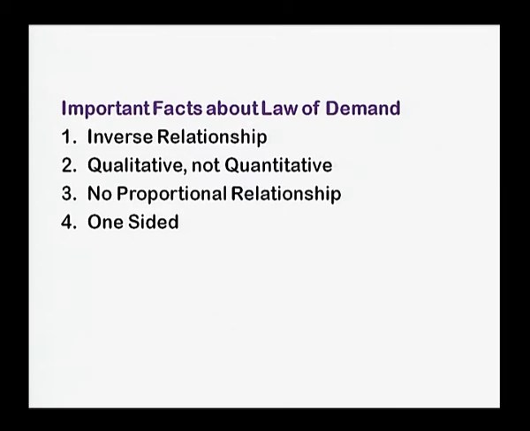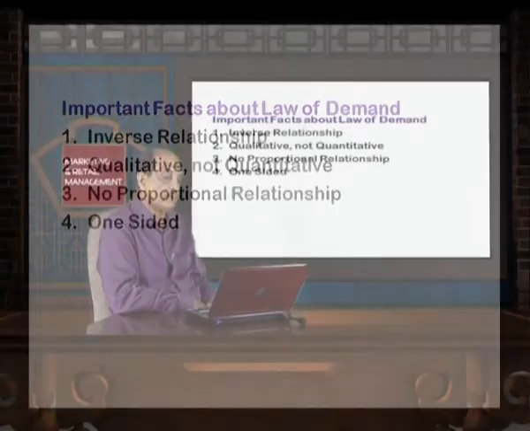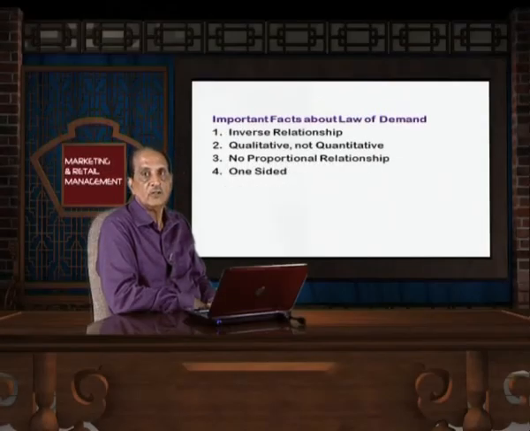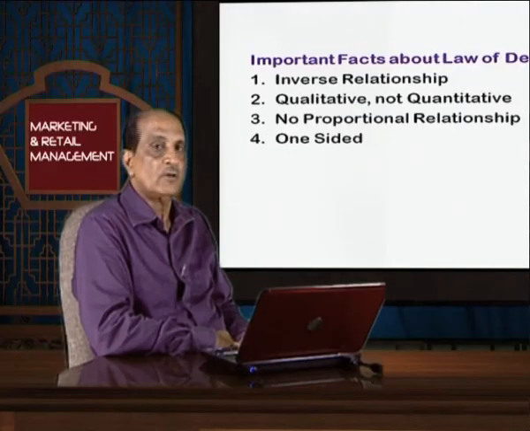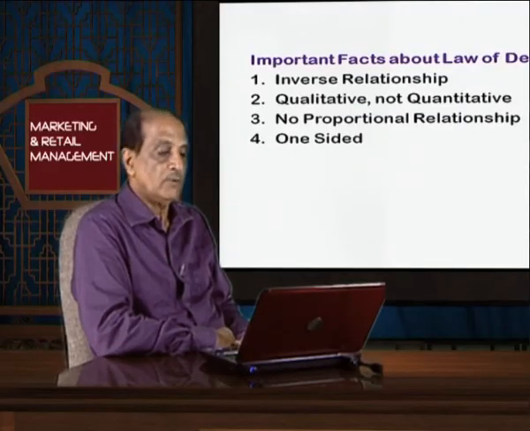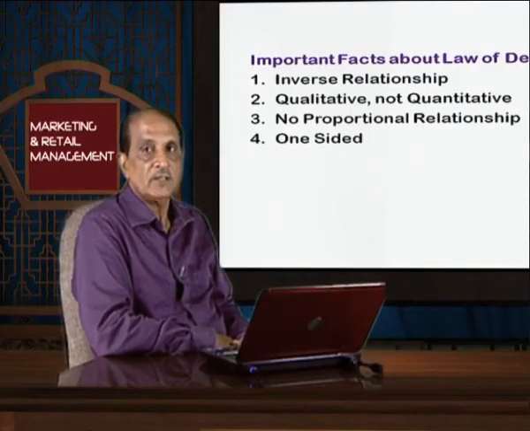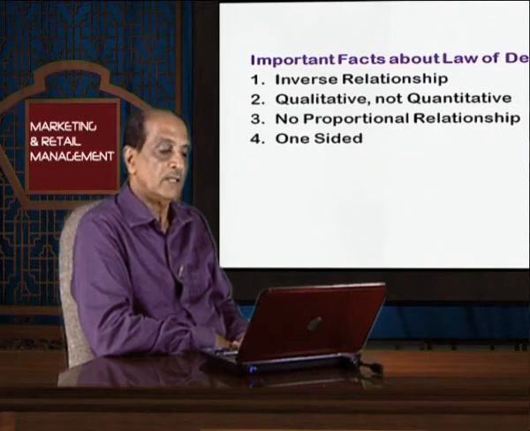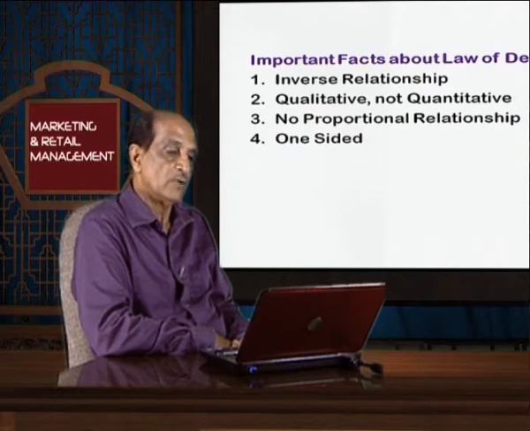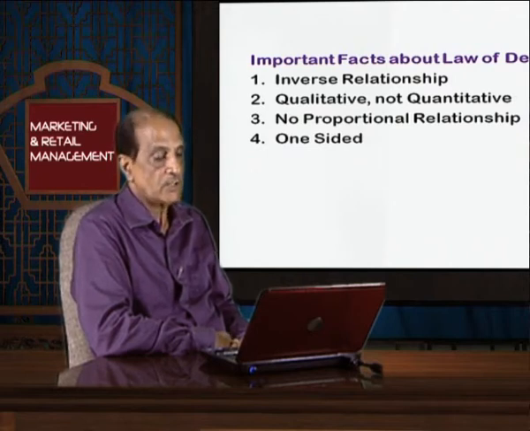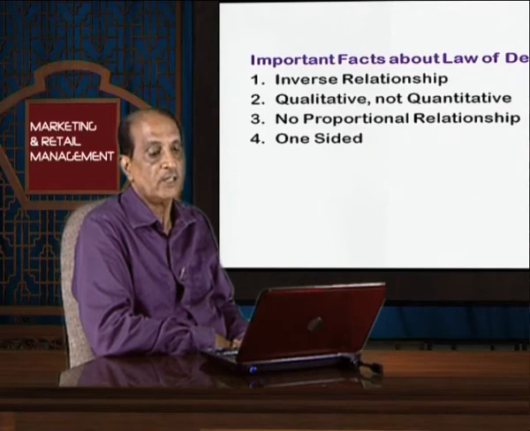Now, there are some important facts about the law of demand. First is inverse relationship. As you have seen, the price and the quantity demanded by the consumer have a negative relationship. With the increase in the price of the commodity, the demand will go down, and with the decrease in the price of the commodity, the demand for the commodity will go up. So, we get an inverse and negative relationship between price and quantity demanded.